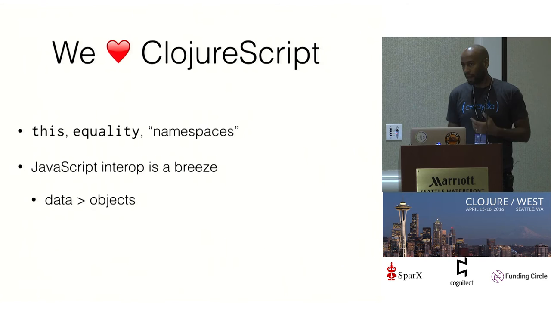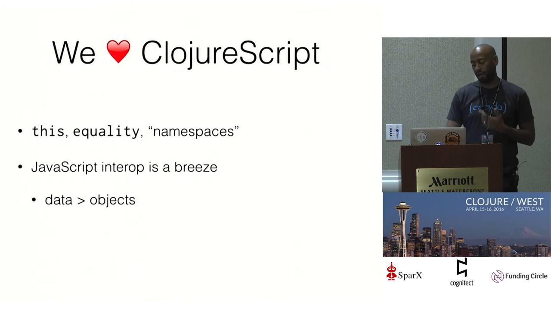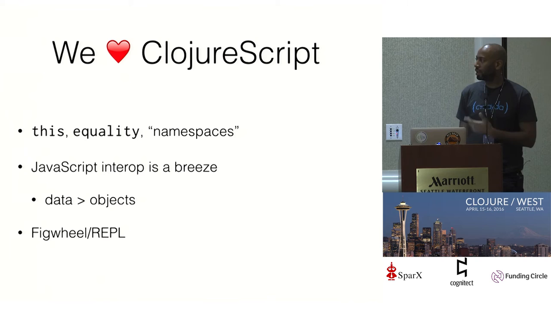And so when you interrupt with JavaScript, that's the main difficulty. But on our side, we love it. And Figwheel and REPL: Figwheel is a tool for hot reloading, and REPL we all know and love. Just what we get with ClojureScript, we love. We're super happy with the decision to use it.